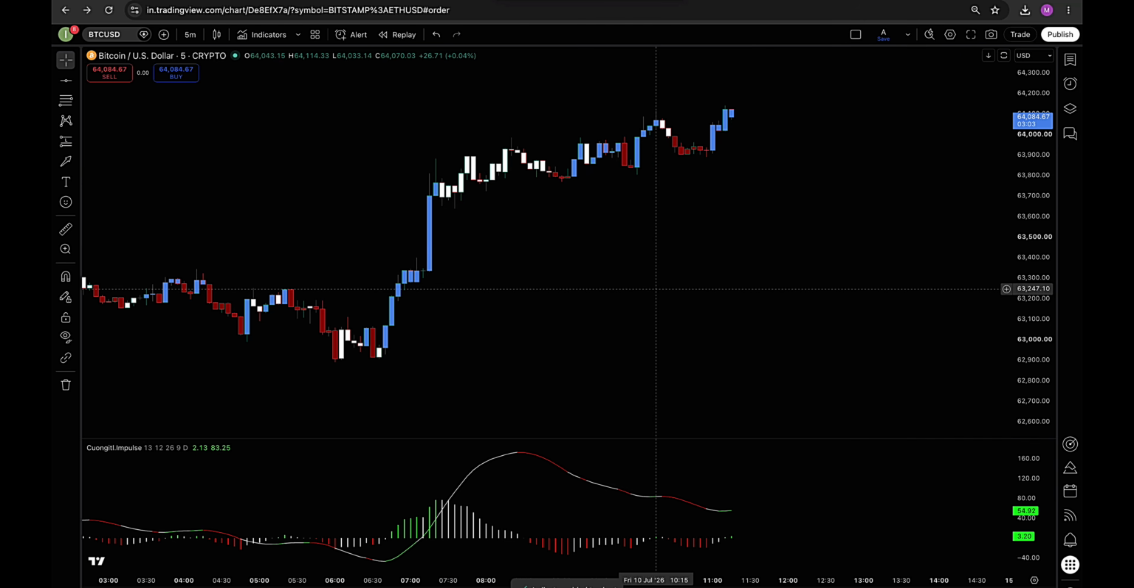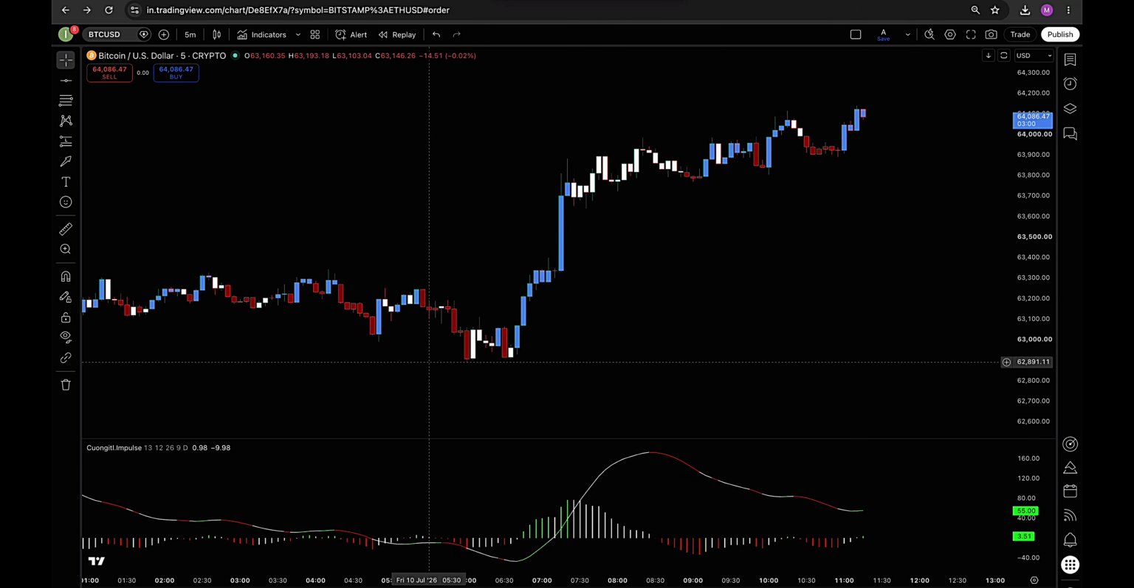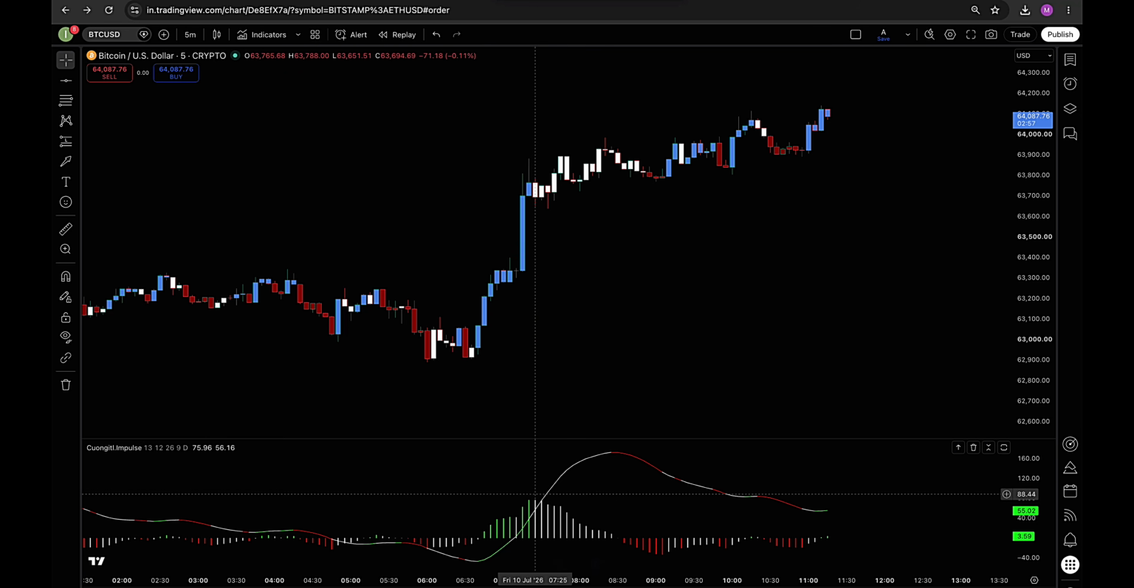As soon as you add it, you'll see something like this. What do you see here? Here you can see a histogram. There will be a histogram, and along with it, you'll see a line that has three colors. The first is white, the second is green, and the third is red. Also, you'll see three colors here as well. First is blue, second is white, and third is red.